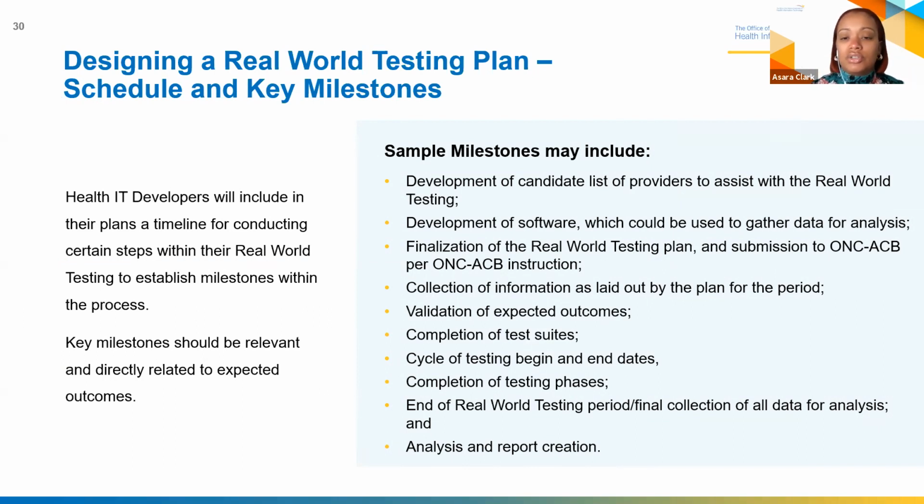Some sample milestones may include development of a candidate list of providers to assist with real-world testing, development of software which could be used to gather data for analysis, finalization of the real-world testing plan and submission to the ONC ACB per ONC ACB instruction, collection of information as laid out by the plan for the period, validation of expected outcomes, completion of test suites, cycle of testing begin and end dates, completion of testing phases, the end of the real-world testing period, final collection of all data, analysis and report creation.